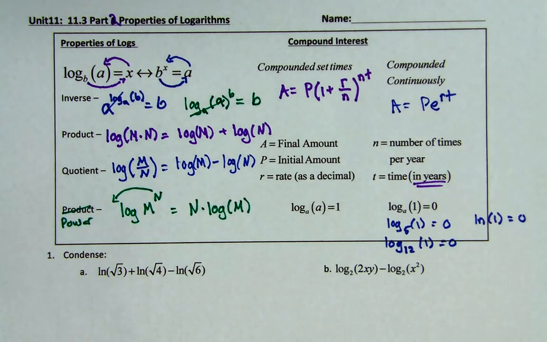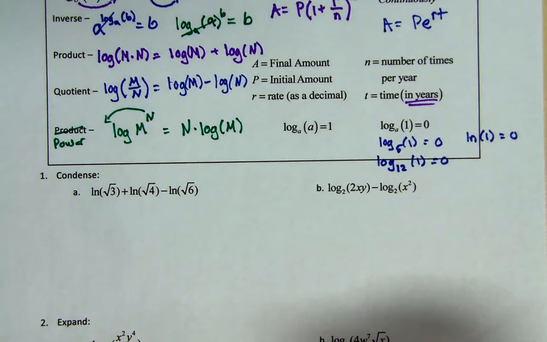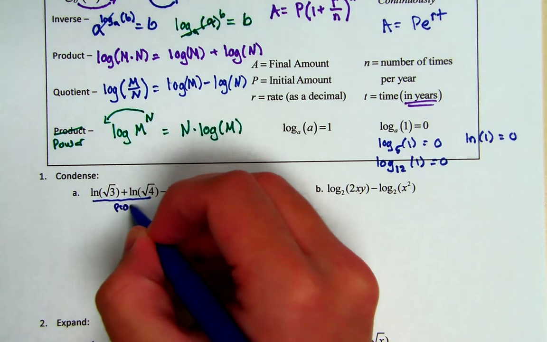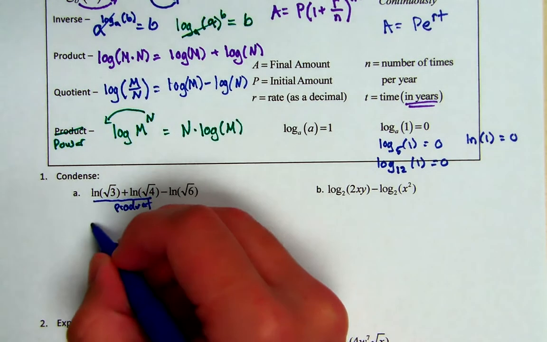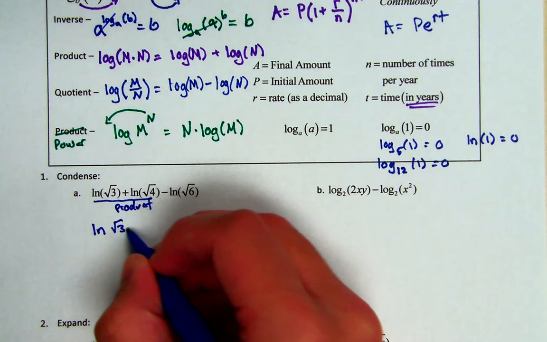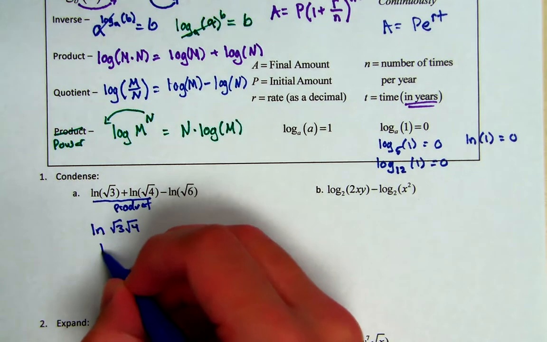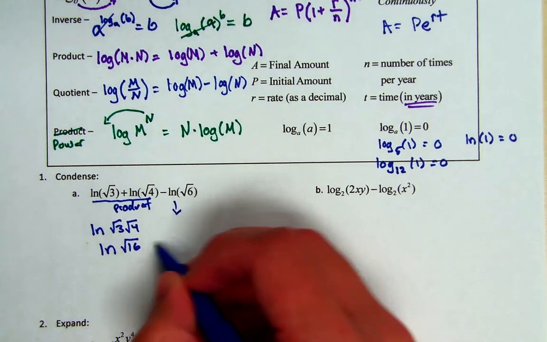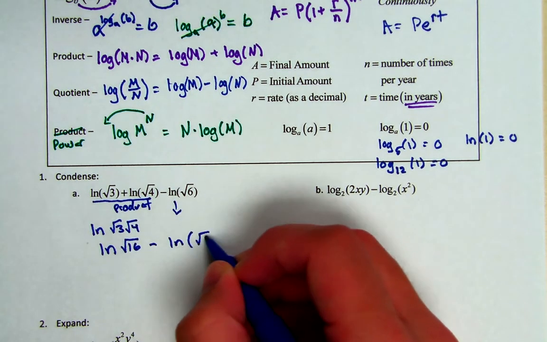So let's go and condense and expand. So condensing. Again, first thing I see right here is addition. So I'm thinking a product. So let's turn that into a product. Natural log of square root of 3 times square root of 4. Well, that's the natural log of the square root of 12. Bring down minus natural log of 6.